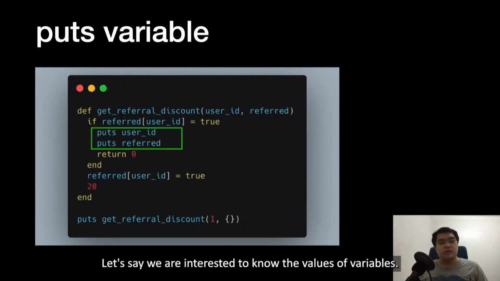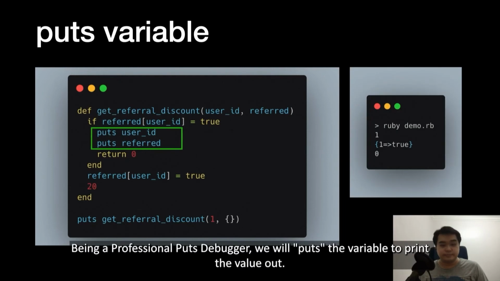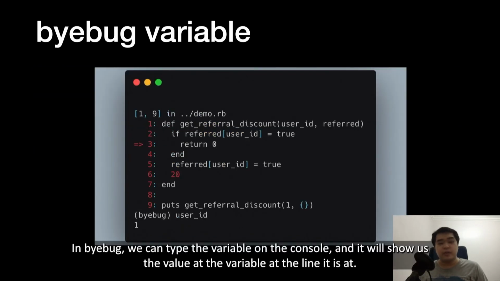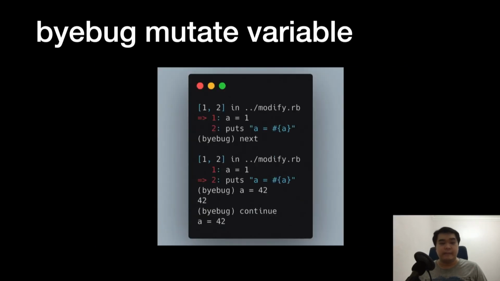Let's say we are interested to know the values of variables. Being a professional puts debugger, we would put puts on the variables to print the value out. In byebug, we can type the variable in the console and it will show us the value of the variable at the line it is at. Here we can see that at line 3, user ID has a value of 1.